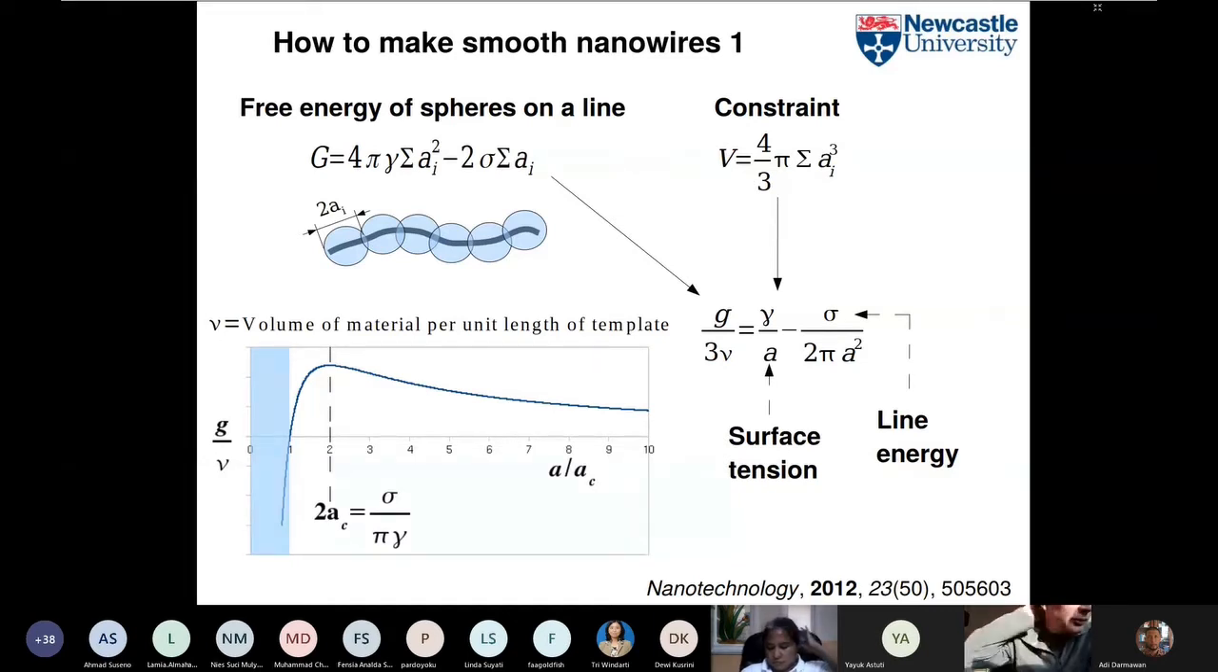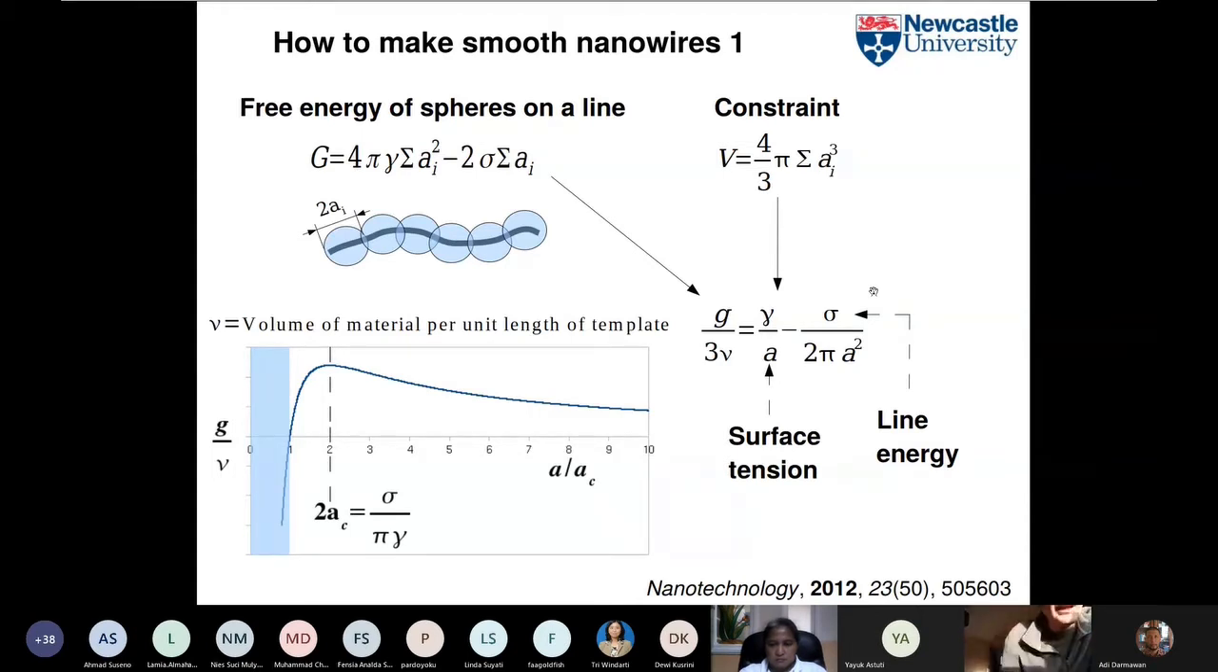But that's not the only contribution to the free energy of the system, because the material is adhering to the template. On the simplifying assumption that the template goes exactly through the middle of each bead, we can say that there will be a favourable, a negative contribution to the free energy equal to the diameter of a bead times sigma, a line energy, which represents how strongly the material adheres to the template. So that's the origin of this formula for the free energy.